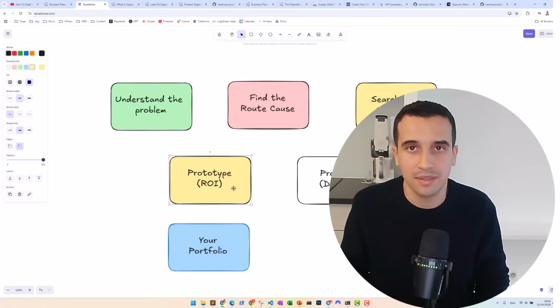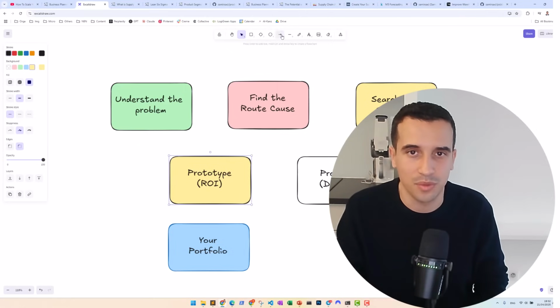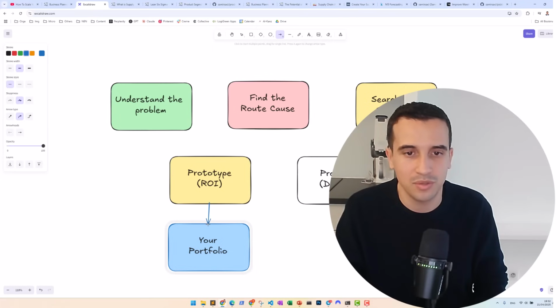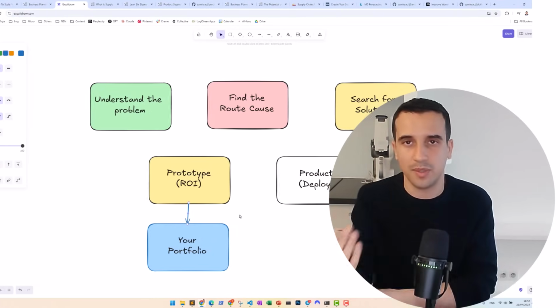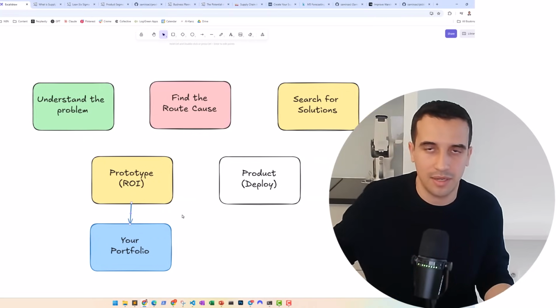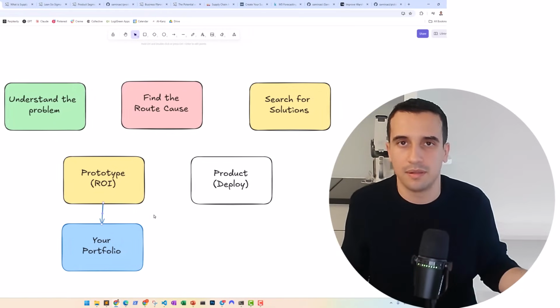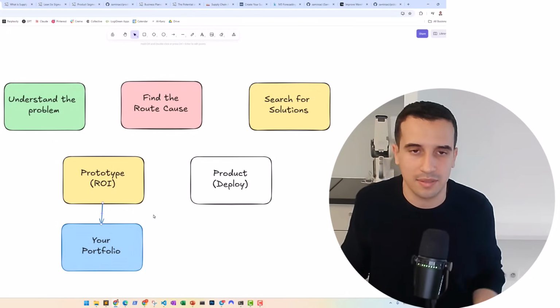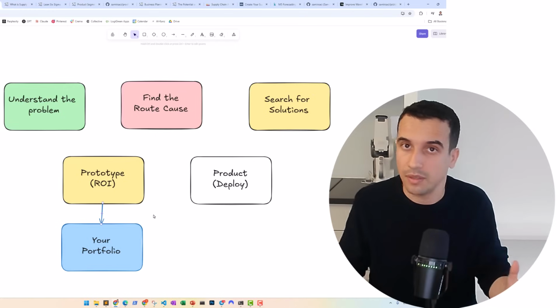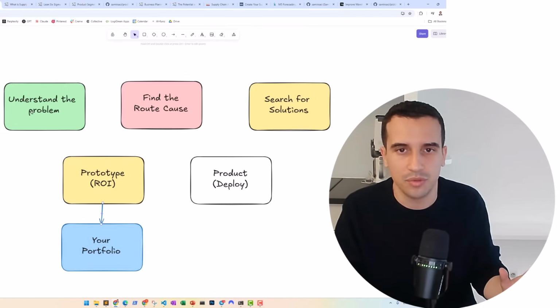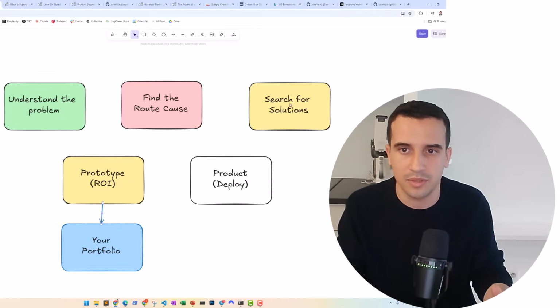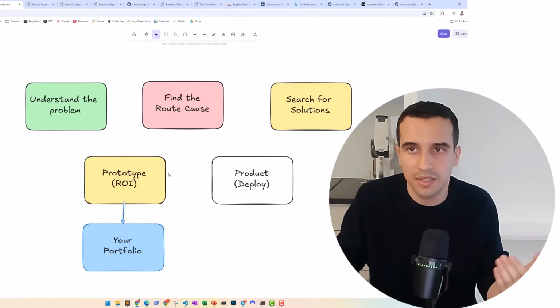The thing is, before putting it into your portfolio, you need to show that you have put some added value on it, because you cannot only copy something that was there and just duplicate it to your case. So for instance, you already did that by showing that you understood the problem, that you found the root cause, that you searched for solutions. But then you can improve it, right?